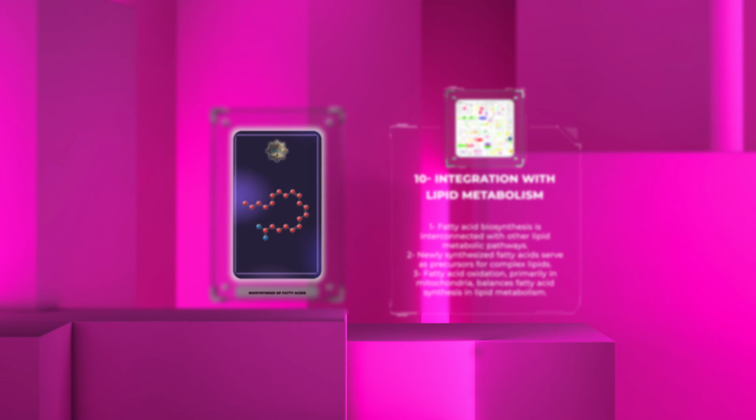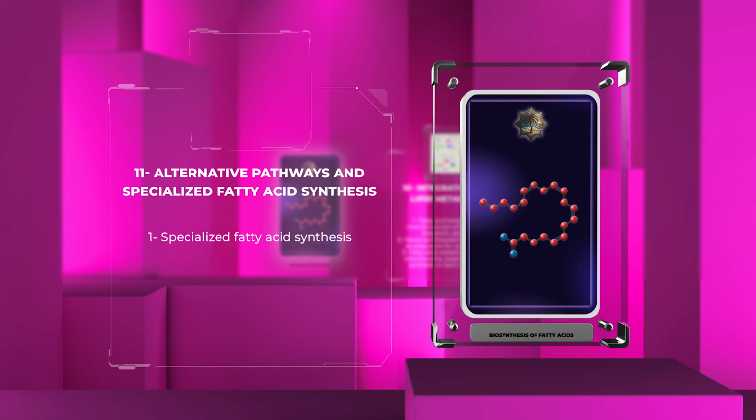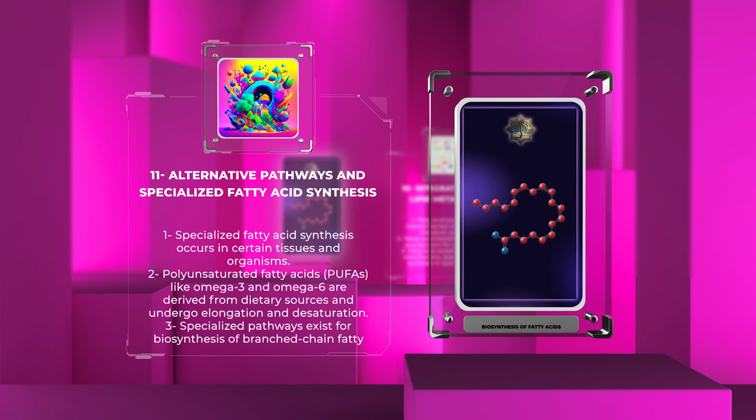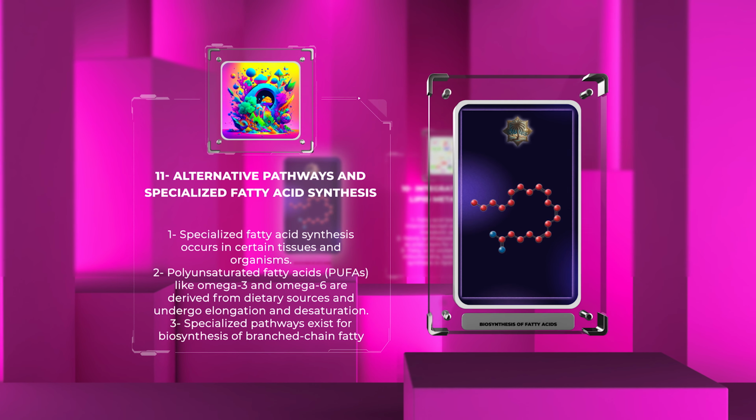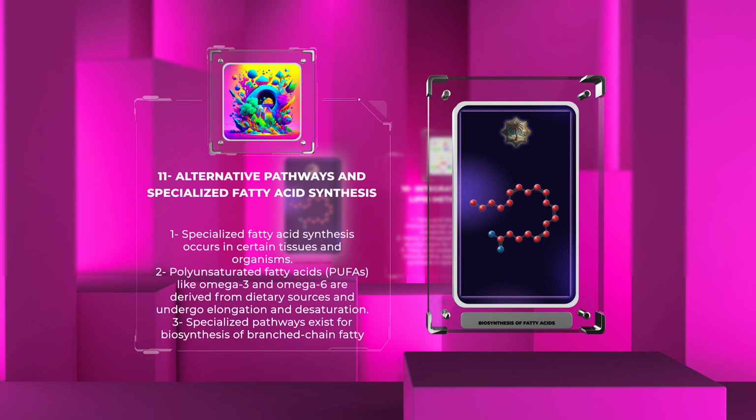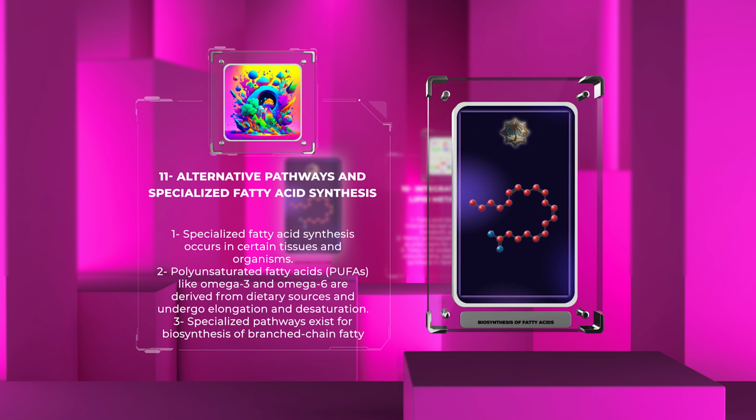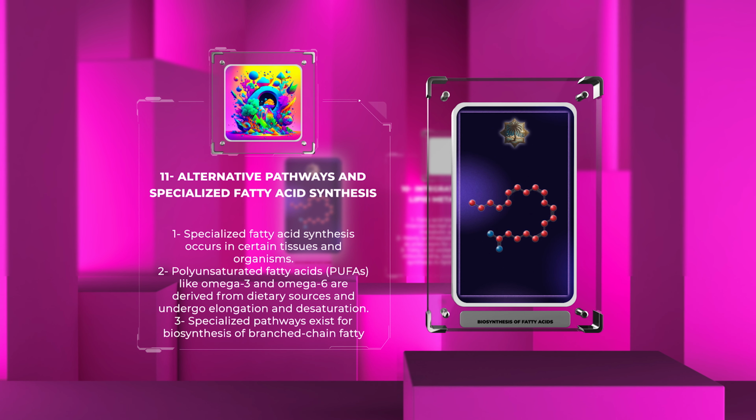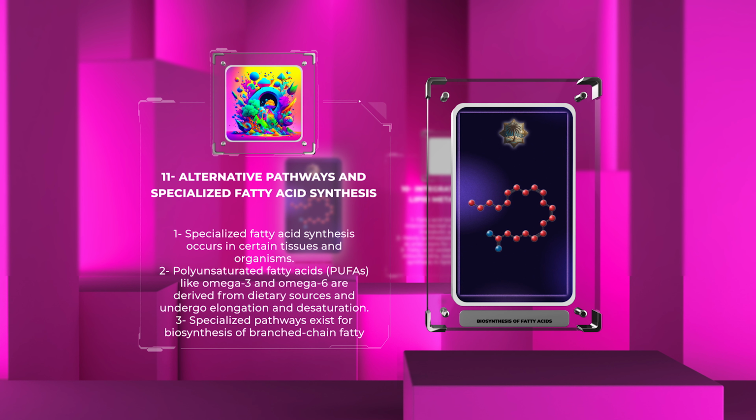Apart from the canonical fatty acid biosynthesis pathway, specialized fatty acid synthesis occurs in certain tissues and organisms. For instance, polyunsaturated fatty acids, PUFAs, such as omega-3 and omega-6 fatty acids are derived from dietary sources and undergo elongation and desaturation processes. Moreover, specialized pathways exist for the biosynthesis of branched-chain fatty acids and unusual fatty acids like mycolic acid in mycobacteria.